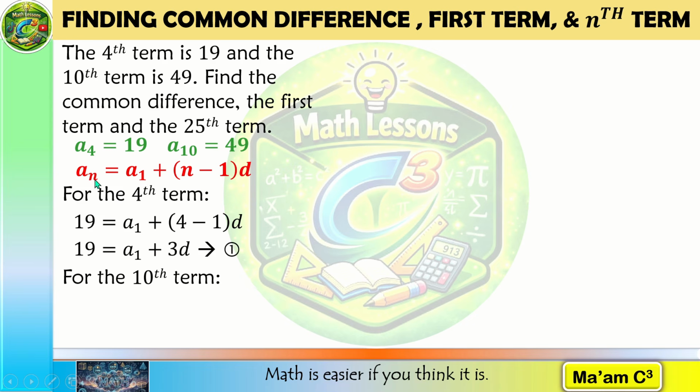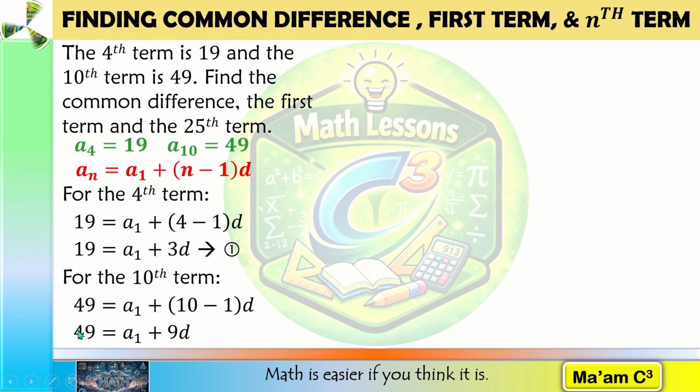This time our a sub n would be 49, our n would be 10, and d is still missing. 10 minus 1 is 9. So we have 49 is equal to a sub 1 plus 9d. Let us label this as equation 2. Both equations 1 and 2 contain a sub 1.